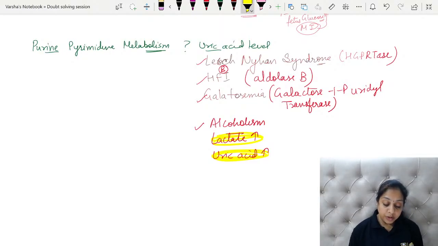How do we control the uric acid? Which drug is used for the uric acid? One of the recall questions, very, very important. Can anyone tell me?